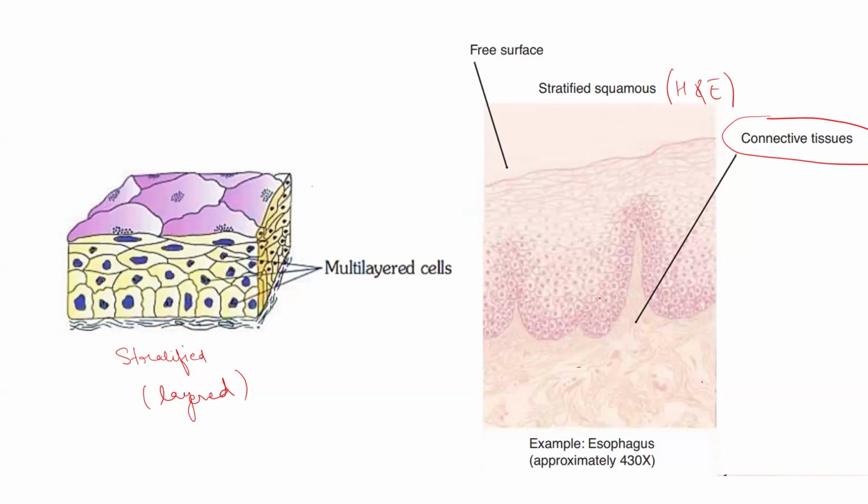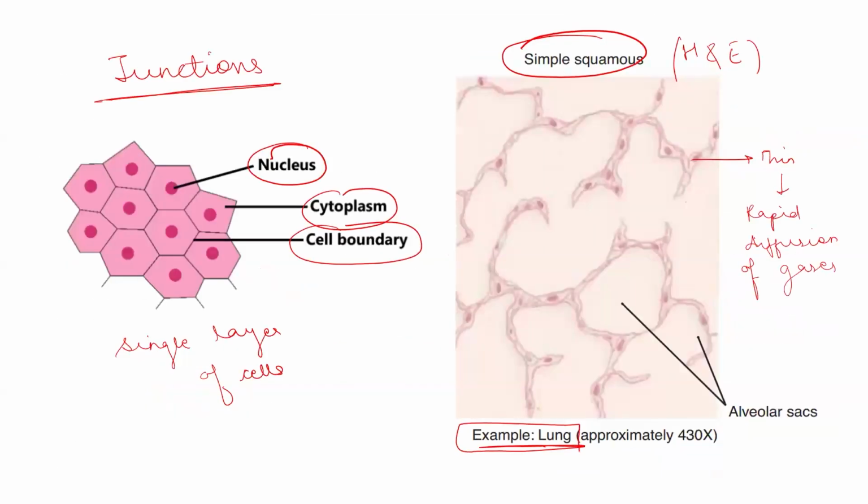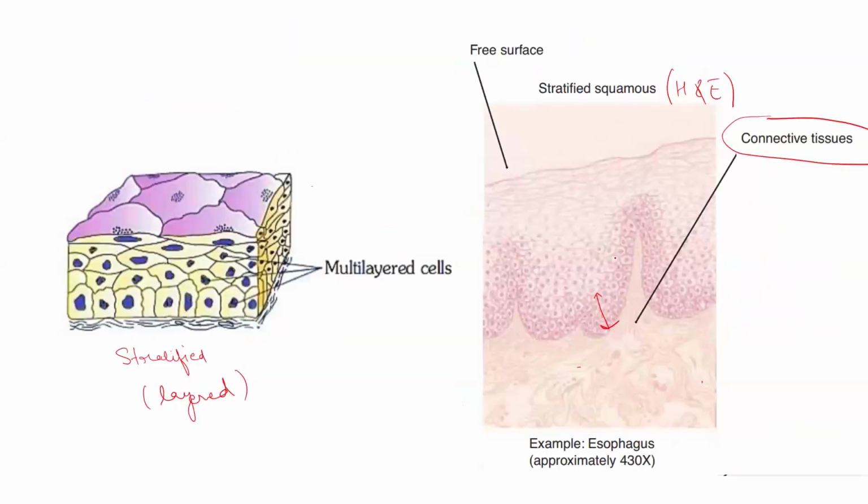And you can see here that it is a layer of cells, not a single cell, but a layer of cells, unlike the simple squamous epithelium, where there are just single cells present in the vicinity of each other. While in this case, you can see that it is a layer of cells which are present one over the other. So this is an H&E image of the esophagus, where the stratified squamous epithelium is present.